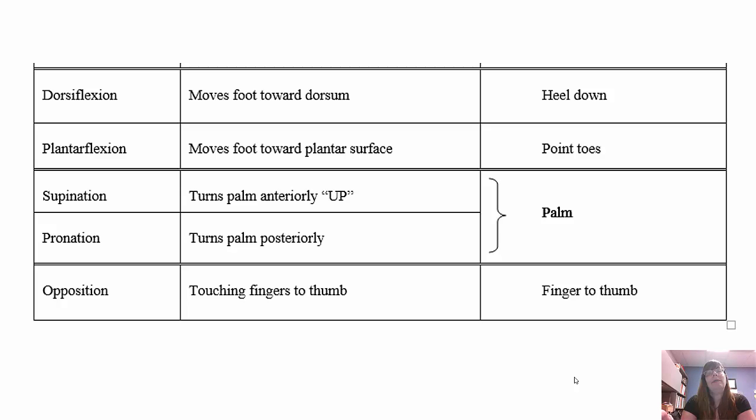Supination, your palm is up. Pronation, your palm is down. A student told me once that she remembered supination because if she wanted soup, she had to have her palm out. Hey, if it helps, it helps. And then opposition, touching your fingers to your thumb.